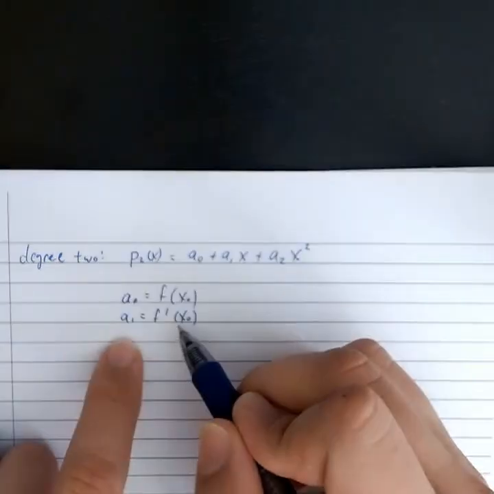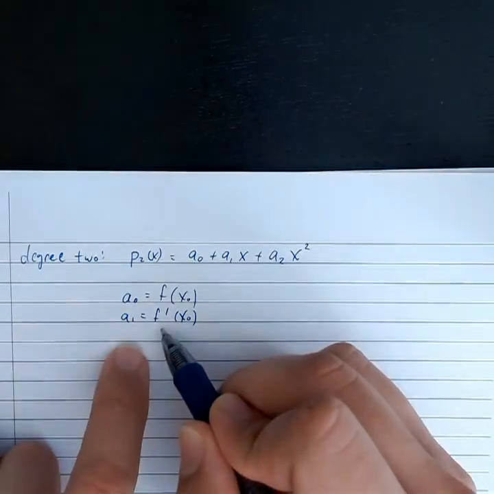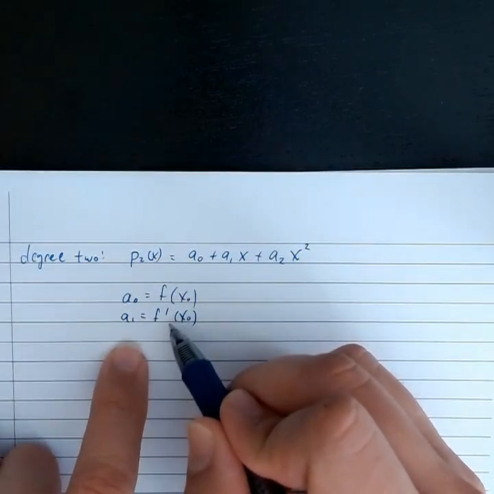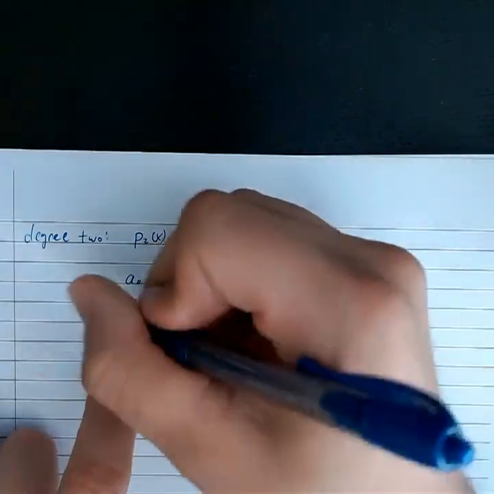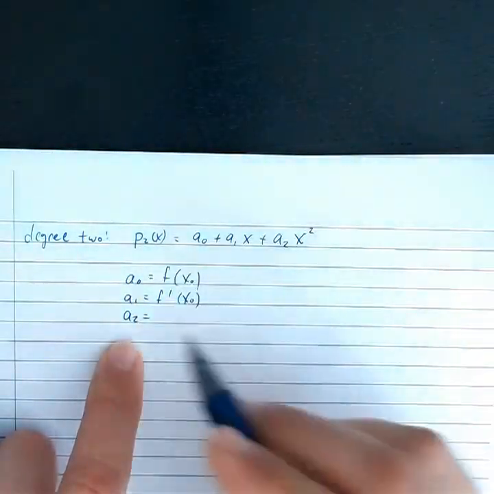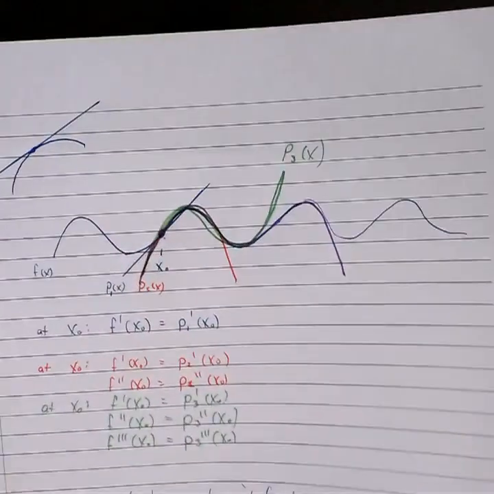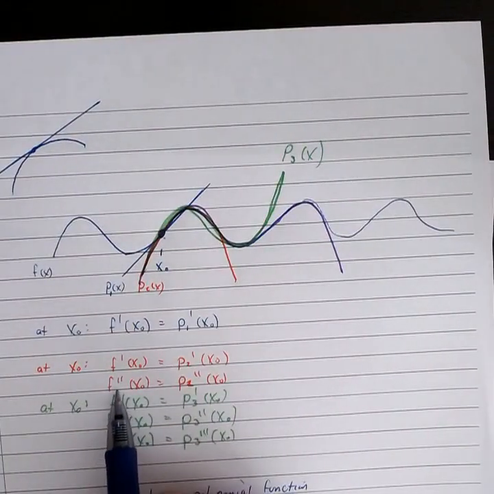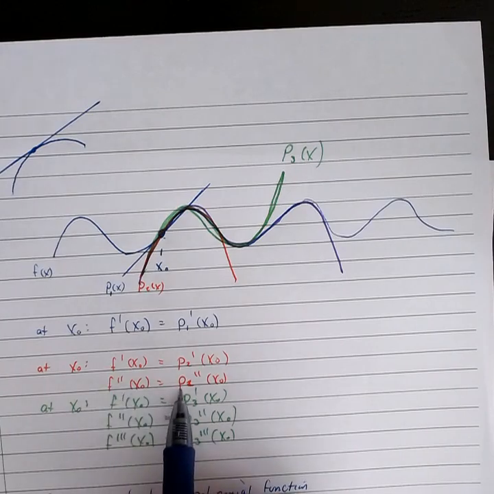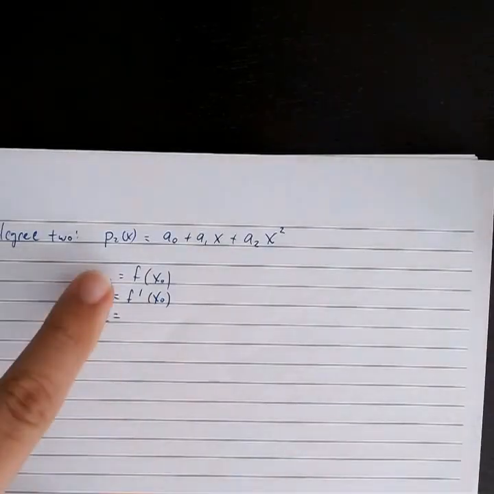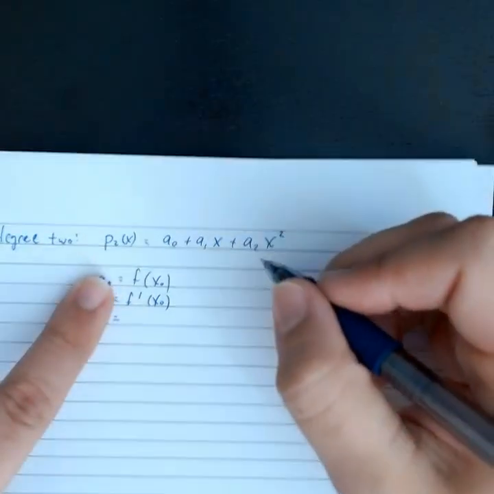All right, so it looks like I have a pattern. Maybe a sub 2 will equal f double prime. Well, almost, but not quite. A sub 2 is equal to... All right, well, how do I find that? Well, remember, our approximation is such that f double prime is supposed to equal p2 double prime. All right, well, there's p2. Let's find p2 double prime.